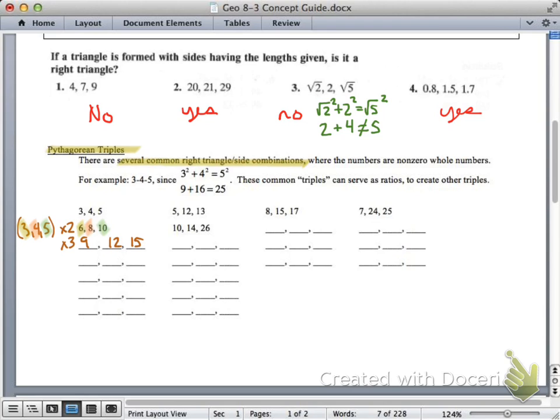If we multiply it by 3, we get 9, 12, and 15. So if the 3 sides of a triangle are 9, 12, and 15, it's a right triangle. It has the same ratio. We're just multiplying the 3, 4, and 5 by the same numbers.